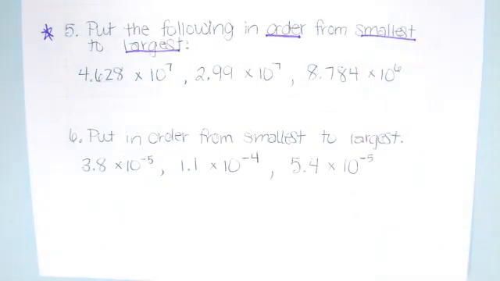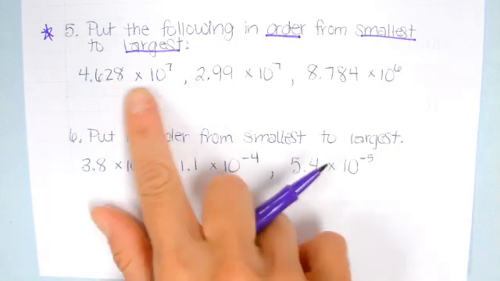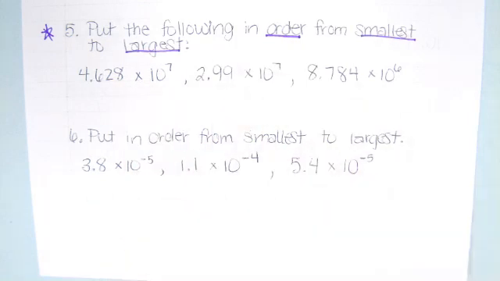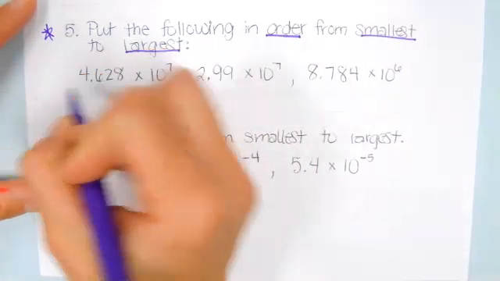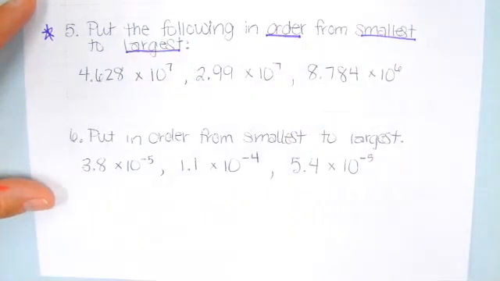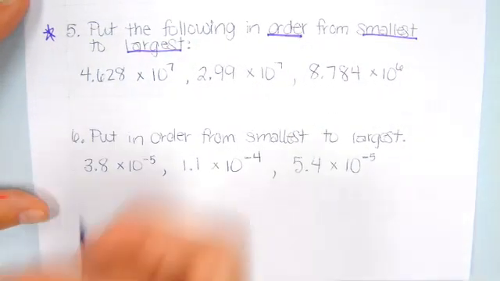Okay, so to do that, doing it in scientific notation is not the way. You got to get them all in standard form first. Then you can decide which one's smallest, okay? So let's go. 4.628 times 10 to the 7. How many spaces do I move the decimal? 7. Let's go.